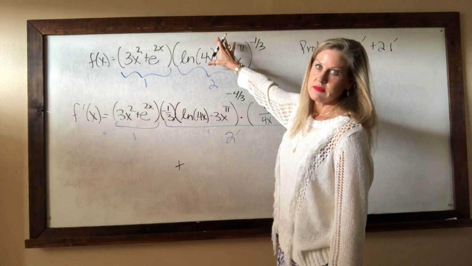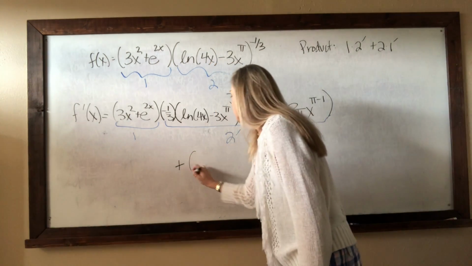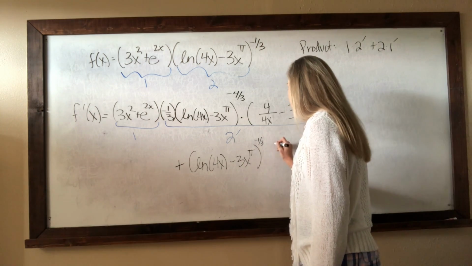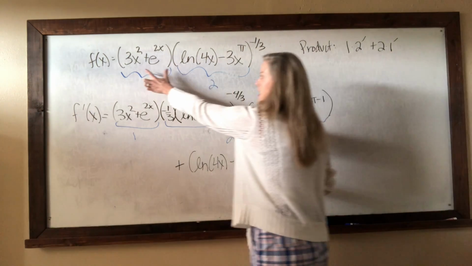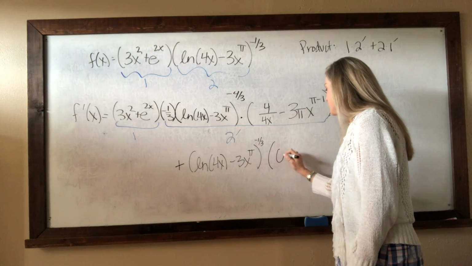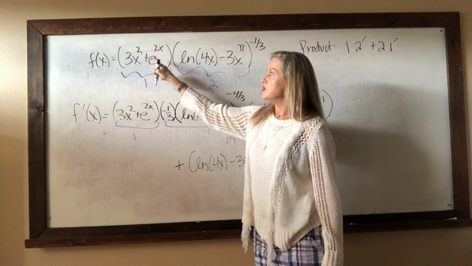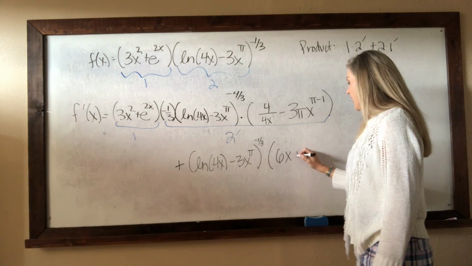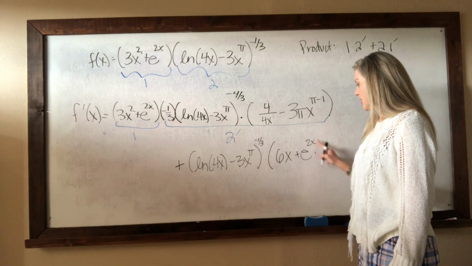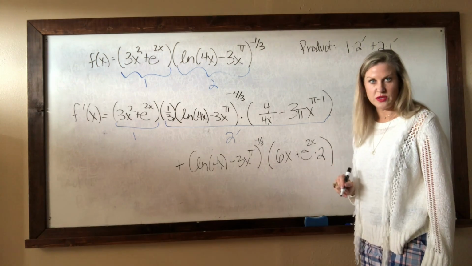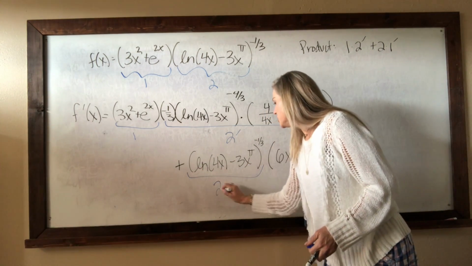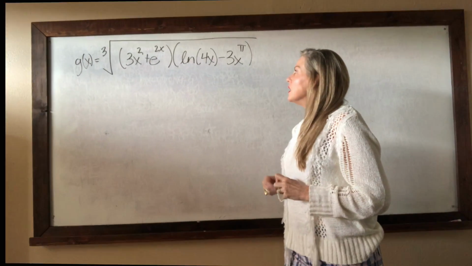So I'll drop down here. Now it's the second's turn to stay the same. Natural log 4x minus 3x to the pi to the negative 1/3. That's the second one. And now I'm ready to derive the first portion. Derivative of 3x squared, straight drop and flop. That gives me 6x. Derivative of e to the 2x, that's an e to the blah. So that derivative says e to the 2x, I recopy it, times the derivative of the exponent, or the blah, which is 2. 1 d2 plus 2 d1. So let's continue on.